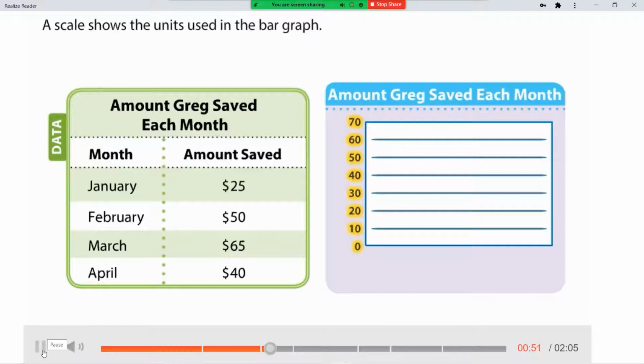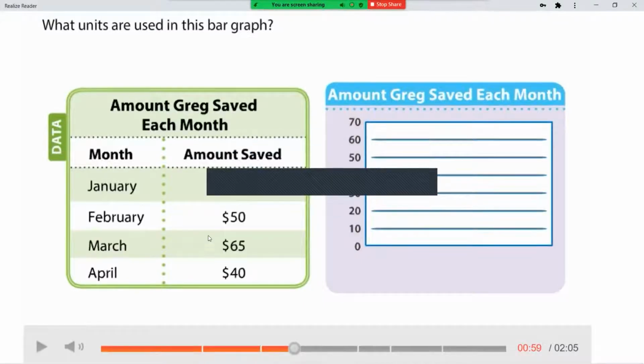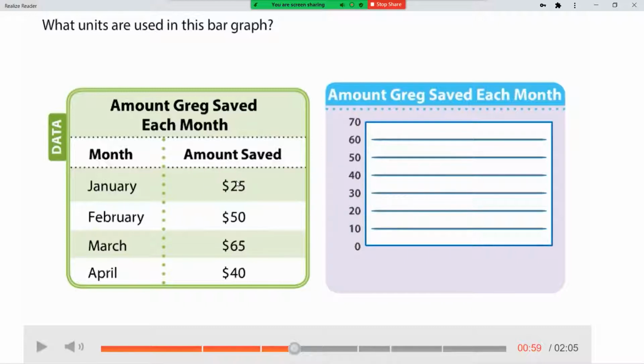A scale shows the units used in the bar graph. What units are used in this bar graph? Now in this bar graph, we can see that what we're measuring is the amount of money. So when we're looking at it, he's counting in dollars. So over here, the unit that we're going to be using is going to be dollars. Each grid line represents $10.